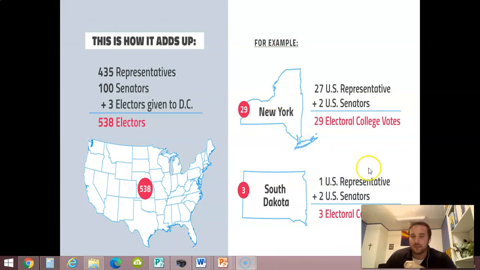Here we go. Let's take a couple of states. We have New York, 2 U.S. senators, and then 27 U.S. representatives, because there's a lot of people that live in New York. I mean, New York City alone is 22 plus million and counting, right? So that's a lot. South Dakota, big state, not a lot of people. 2 U.S. senators, just like every other state, and 1 U.S. representative, so they get 3 electoral college votes.